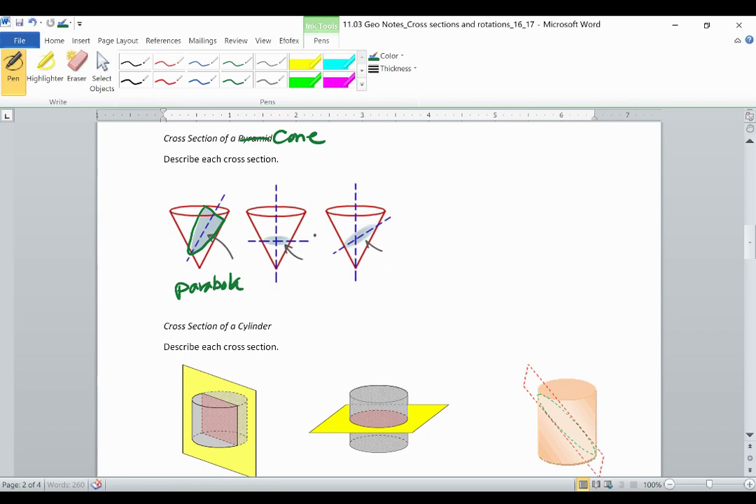This one, if you go parallel to the base, this one's going to be a circle. And this one, we're going diagonal. That one's going to create an ellipse.